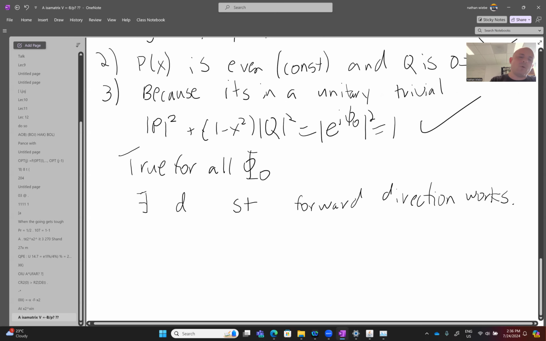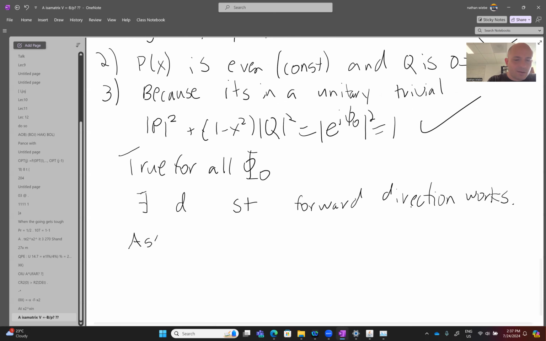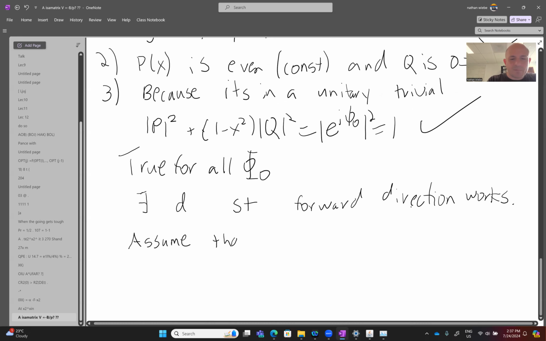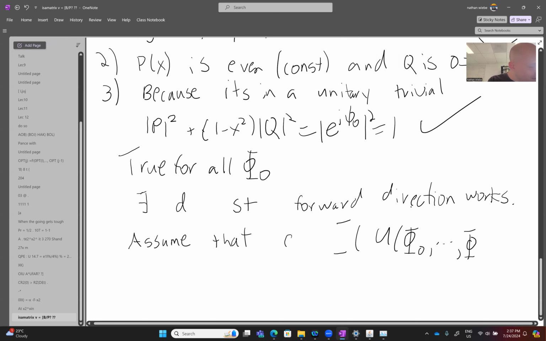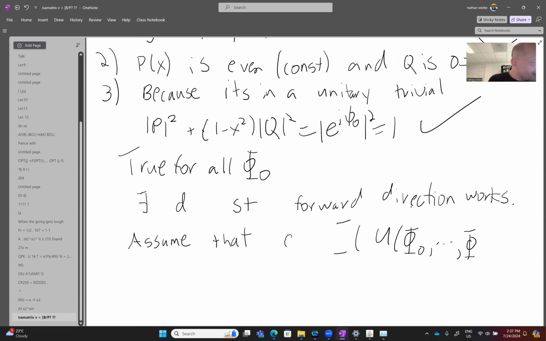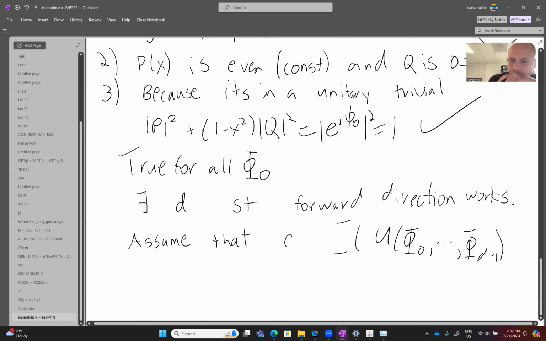Now, what we're going to need to do is assume that U of phi 0 through phi d minus 1 works, that it satisfies the three conditions.